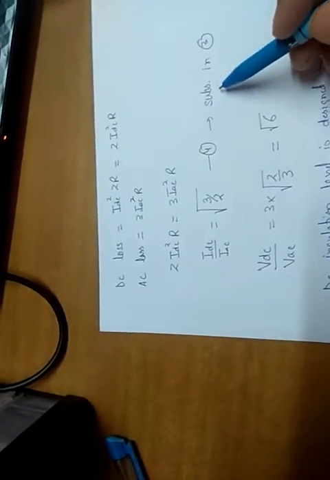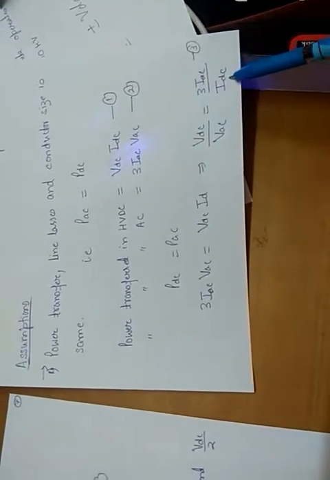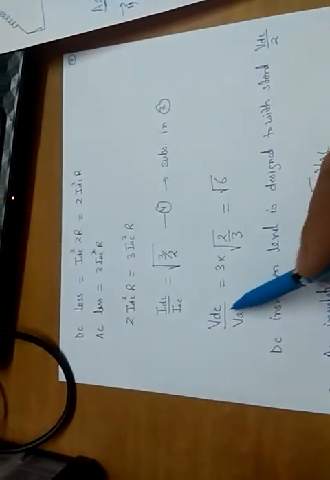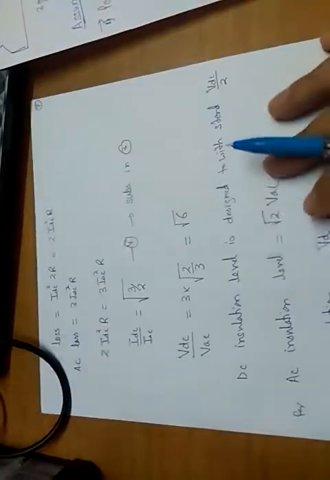I will substitute this in equation number 3. Here I have equation number 3: V_DC by V_AC is equal to this. I have calculated I_DC by I_AC, so I will substitute in this equation. If I substitute here, I will get V_DC upon V_AC is equal to 3 multiplied by root 2 by 3, which is equal to root 6.